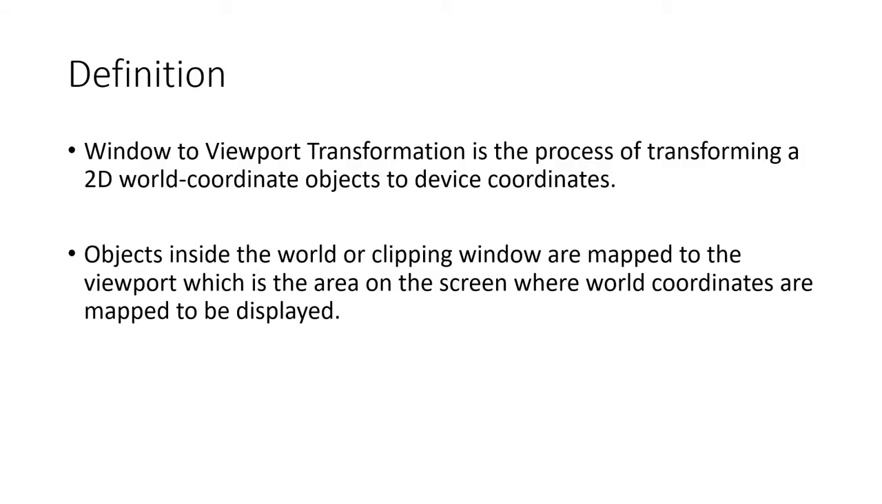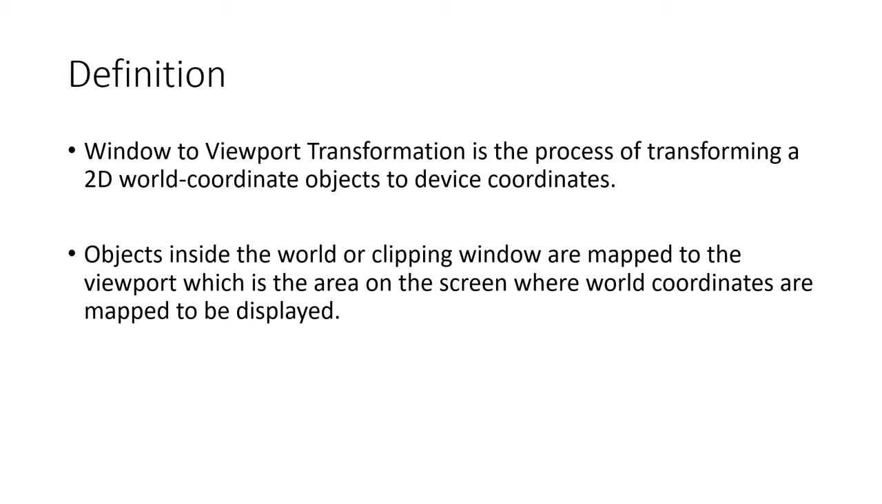Now let's first discuss the definition that we have already gone through in our previous lecture. Window to viewport transformation is the process of transforming a 2D world coordinate object to device coordinate. As I said, from window coordinate to viewport coordinate we are transforming it. So it is a transformation between world coordinate and device coordinate, and accordingly this thing will get changed. That means the coordinates of the particular shape or particular object are going to be changed accordingly. So that is how it works whenever we are talking about window to viewport transformation.